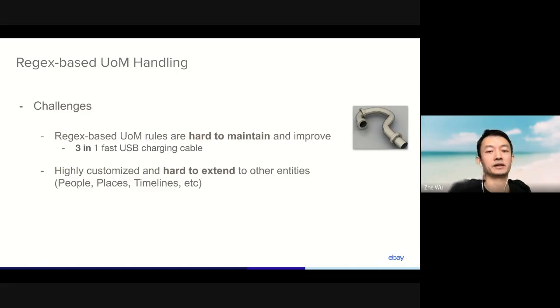Just to give you one example: to measure length, you need a number at the beginning followed by inches or meters and whatnot. So one would quite intuitively write a number regex followed by IN. However, we have this 3-in-1 fast USB charging cable. 3 IN, if you apply a regex, looks like just 3 inches. And this kind of approach is much harder to extend to other entities: people, places, events, timelines, whatnot.